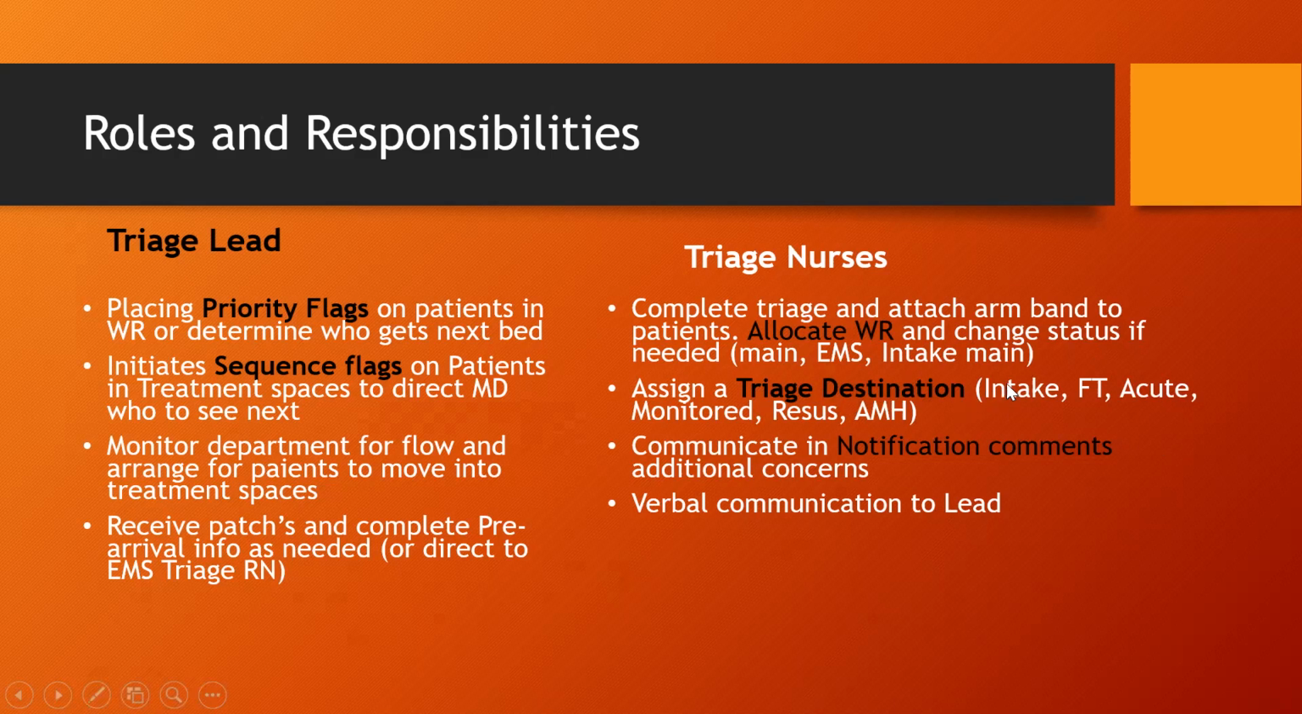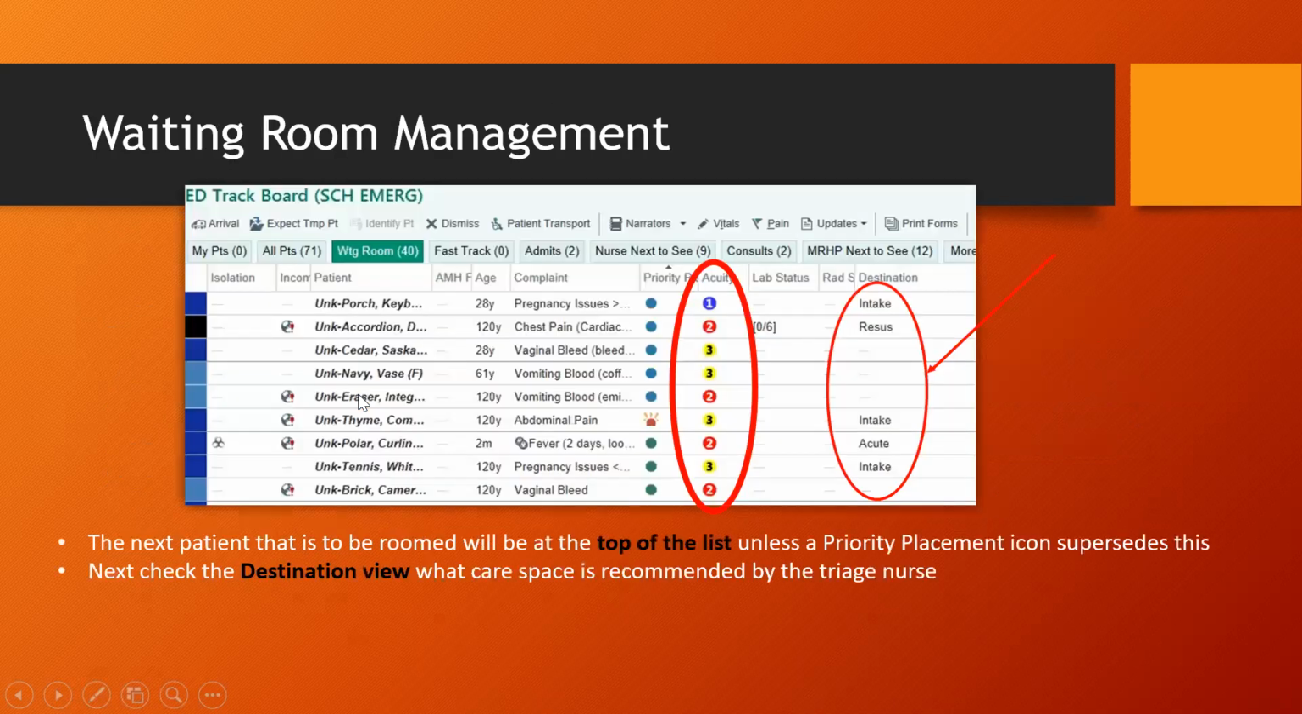You're going to go in there and say the patient is going to go to intake, fast track, acute, monitored, recess, or AMH. And I'm going to show you what these mean in a second because it's a little bit different. But if you allocate the patient's triage destination and you've created a proper CTAS score, it's really going to help your lead figure out your priority of patients as well as allocate what patients are priority for physicians to see.